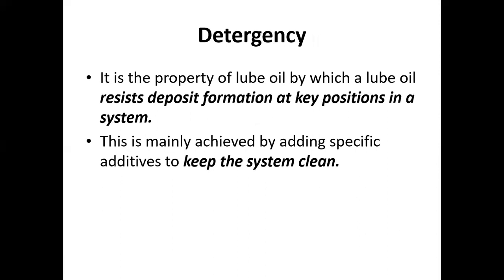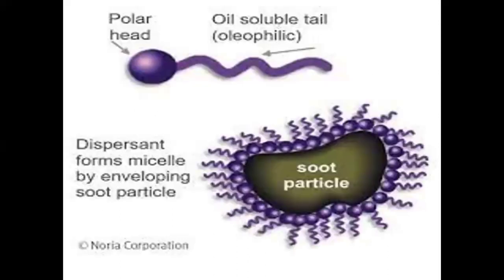It will also be used as a cleaning agent in our system so that deposits will not easily stick to the surfaces. As you can see here, a soot particle is being enclosed or encircled by detergents or dispersants. Since they are heavy, they will just settle at a particular area but not stick to the surface, since you can see here that we have tails that are not attracted to the metal surface. They're only attracted to the soot, but never to the metal surface.